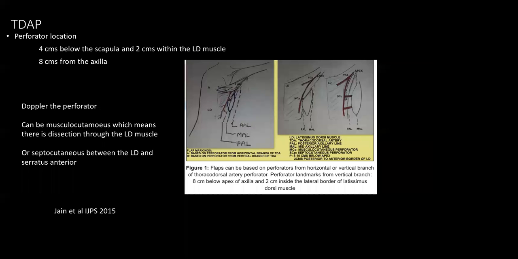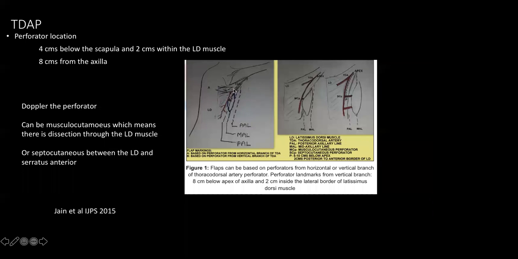So they have quite nicely simplified the surface marking. The perforator location is either 4 centimeters below the inferior angle of the scapula or 8 centimeters from the axilla. But you always palpate the latissimus dorsi muscle because the perforator enters within 2 centimeters of the anterior border of the latissimus dorsi. So you have the anterior axillary line, the mid axillary line, and the posterior axillary line.